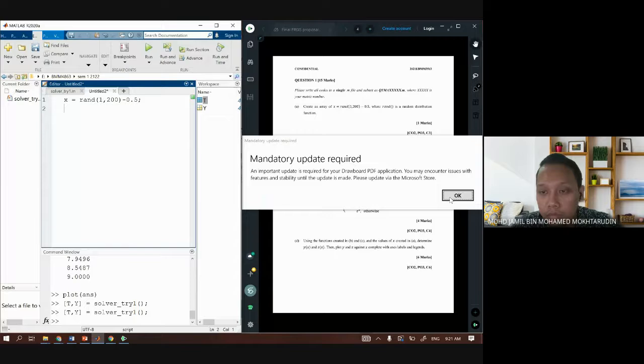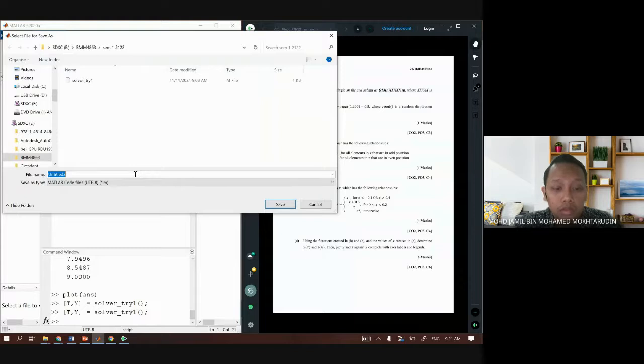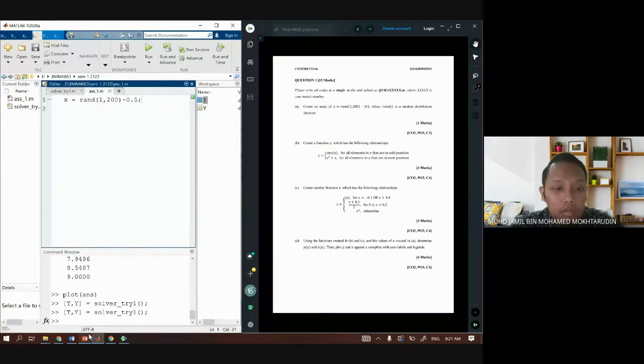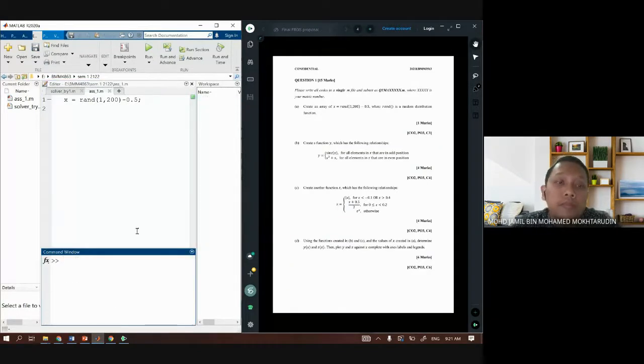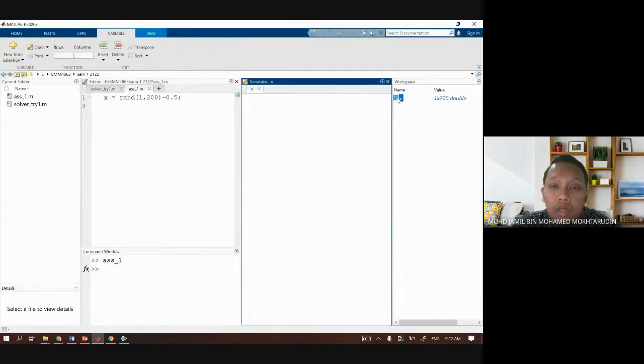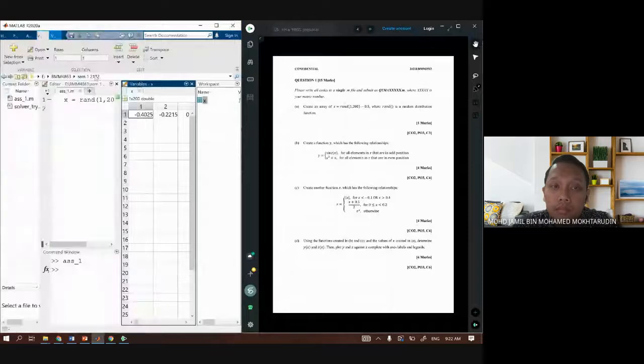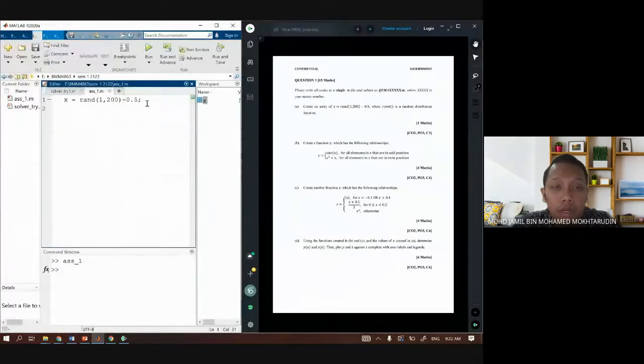Dah, okay? So when you run this code, let's say run assignment 1. So kita akan dapat value of x. Ada 200 value of x that is randomly selected by the function, okay? So after you write this, then you can write question number 2.